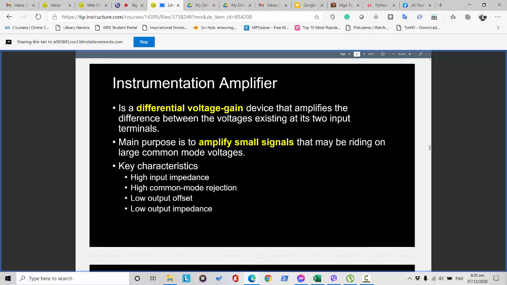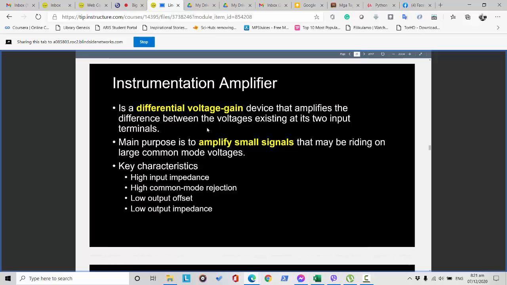Now, what is this instrumentation amplifier? Actually, it is used to provide a large amount of gain for very low level signals, and often in the presence of high noise levels. The major properties of the instrumentation amplifier, as I have mentioned here, are high gain, large common mode rejection or CMRR, and very high input impedance.